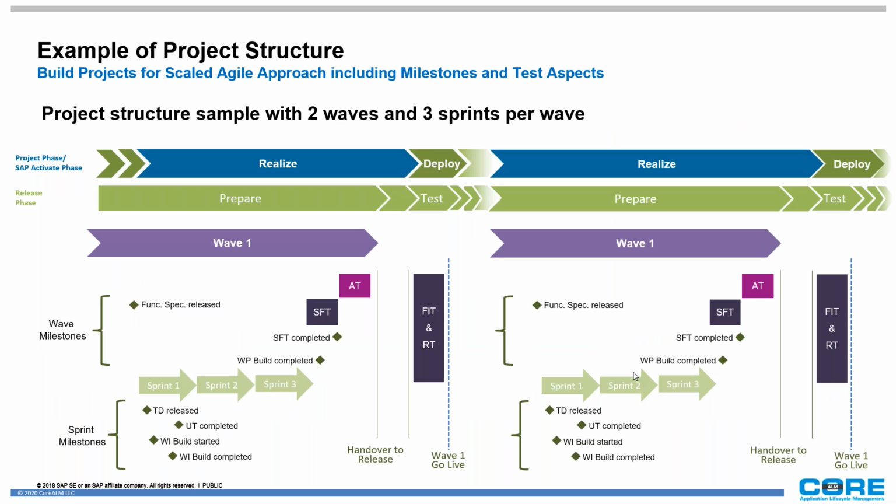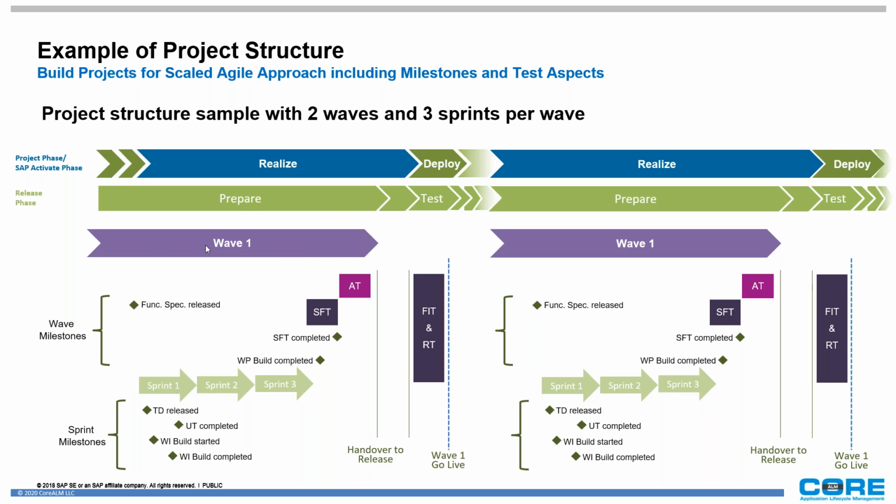An example project structure to deliver these scaled Agile projects using the Activate methodology. Think of this project structure as being within two waves, and each one of these waves has three sprints. Now, as you can tell on top here, this is your project phase, and then you have your prepare. This is your release phase, which is a phased approach where it blocks you from being able to do things if you set it to a different status.